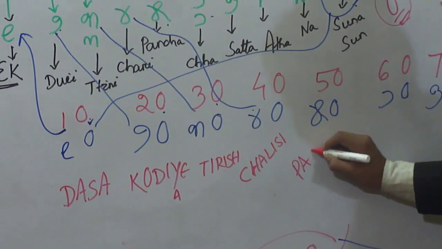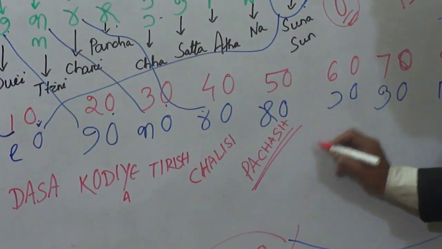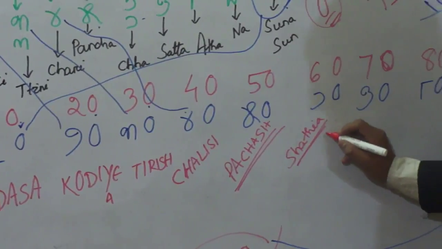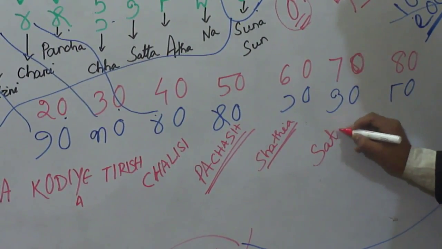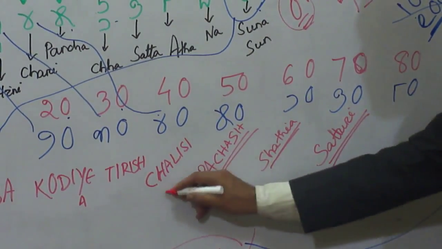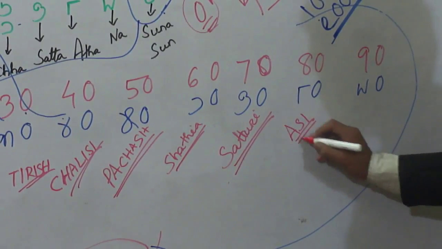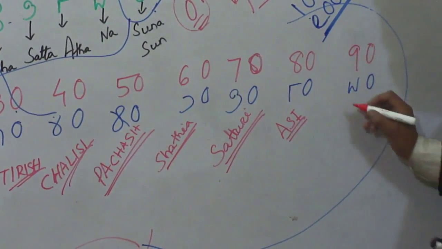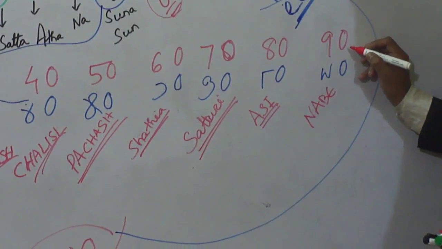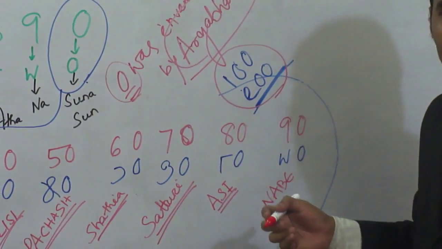Pachasa, 50, P-A-C-H-A-S-A, or you can write H also. Sathiye, S-H-A-T-H-I-A, sathiye, 60. Saturi, you can write double T, saturi. Ossi, A-S-I, ossi, 80. 90, nobbe, N-A-B-E, nobbe, 90, right? And this wala 100, you can write Eko Sapta. Eko Sapta means 100, Eko means 1.